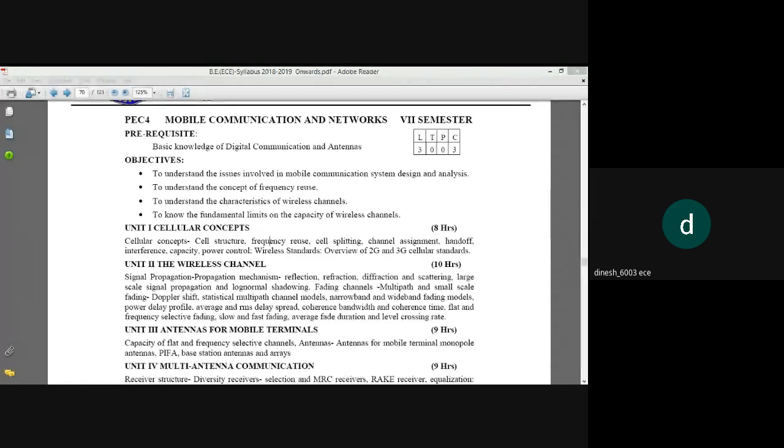So in this subject, we are going to understand the issues involved in mobile communication system design and analysis. What are the issues in designing mobile communication, transmitter design, receiver design, its parameters, its analysis.